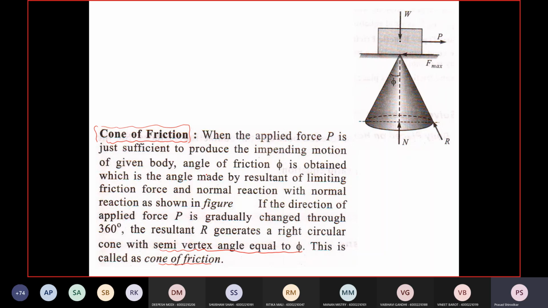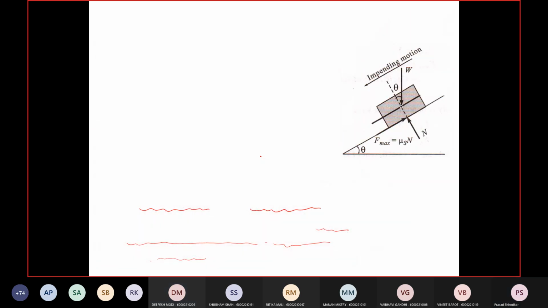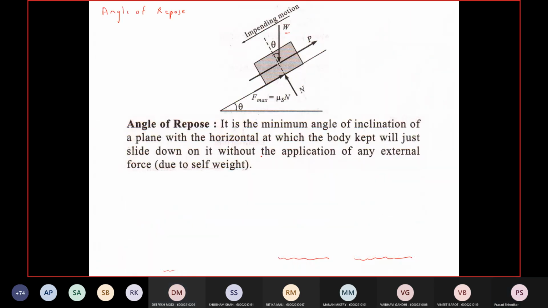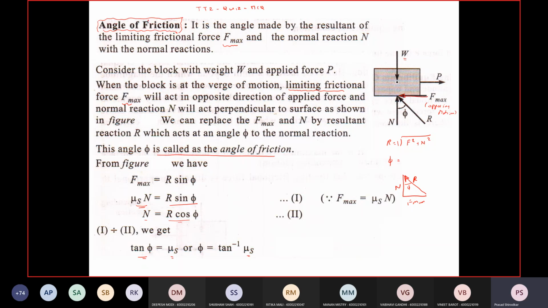Okay, now let's try to understand this concept of impending motion. Sir, can you explain all three terms again in brief? First is the angle of friction. So the angle of friction is basically the angle made by the resultant of the normal and frictional force with the normal reaction. Okay, that is the angle of friction.